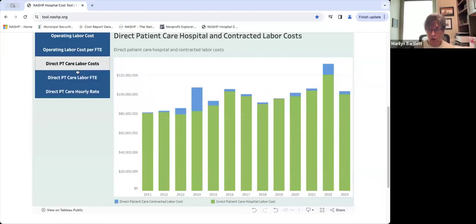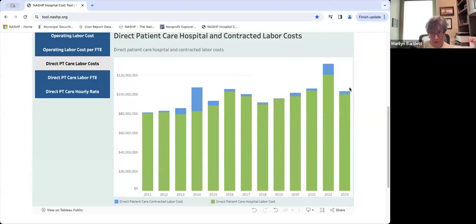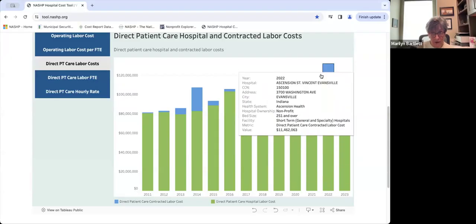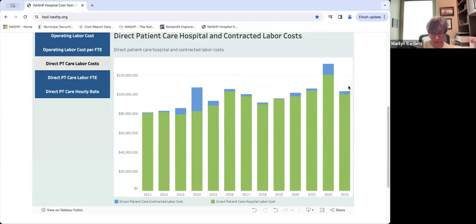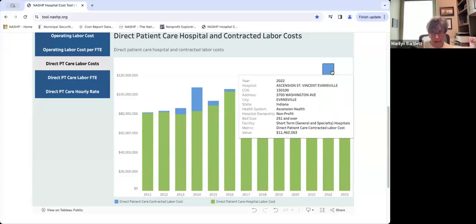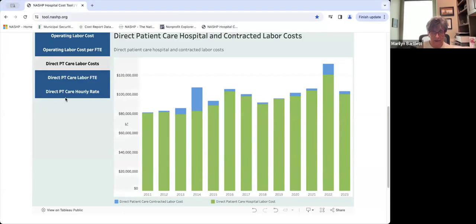Now, this will show you just direct patient care. And this is hospital salary, benefits, and salary. And then for contracted, it's their contracted rate. And we heard from states and from hospitals that labor costs definitely went up during COVID, and we are starting to see them come down. And we are starting to see less reliance on contracted labor in some markets and for some hospitals, but not all. You have to look at the specific hospital.